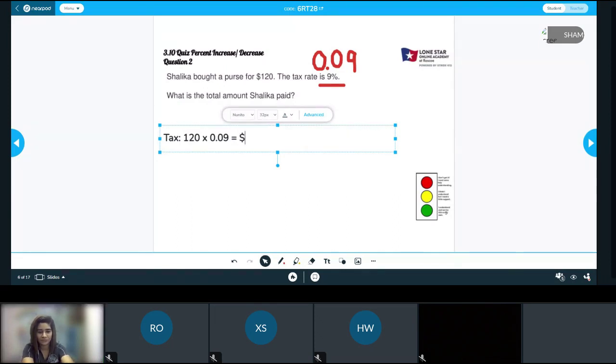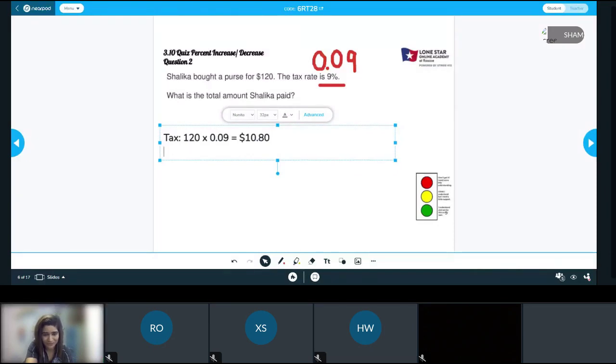$10.80? Okay. And remember, when it is money, do not tell me 10.8. In money, give me 2 decimals. In the quiz, always put 2 decimals. The quiz might not accept 1 decimal answers because they talk about money.